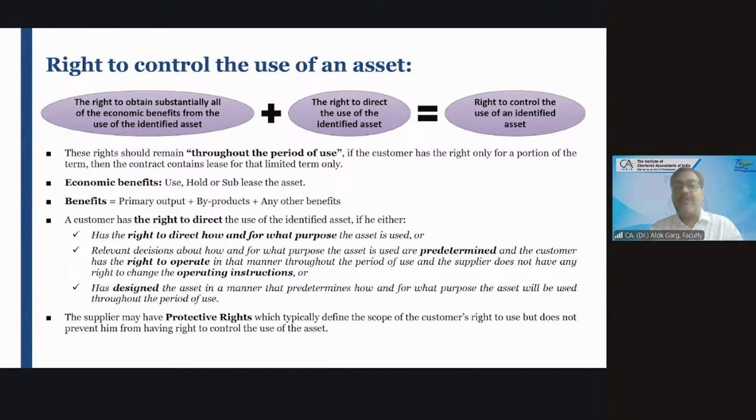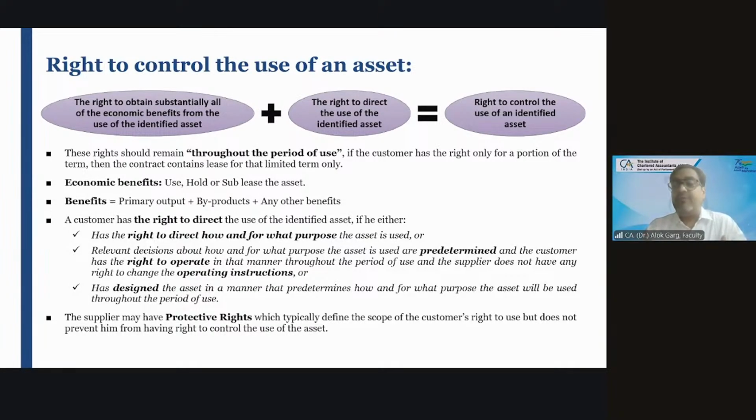In right to control the use of an asset, we discussed two conditions. Condition number one is the benefits by using the asset. All the benefits from using the asset should pertain to the lessee, right? So when you use the asset, what sort of benefit will you receive? You will have an economic benefit by using the asset, by holding the asset, or by subleasing the asset.